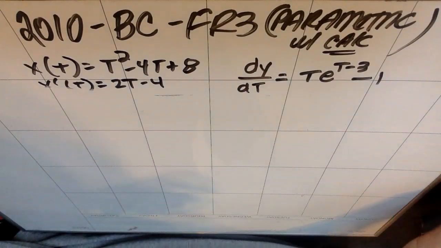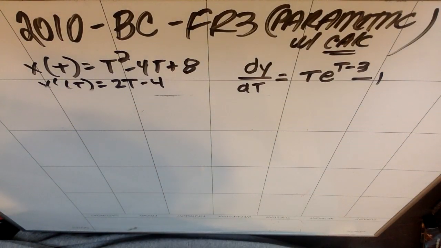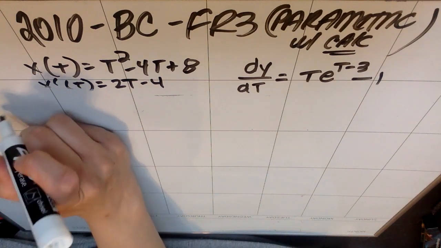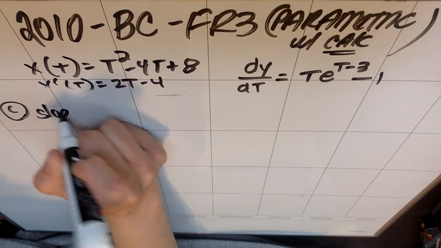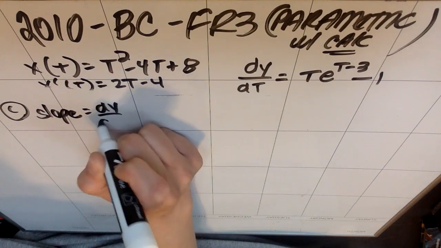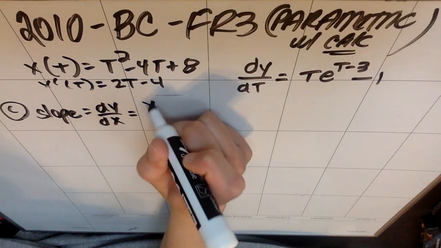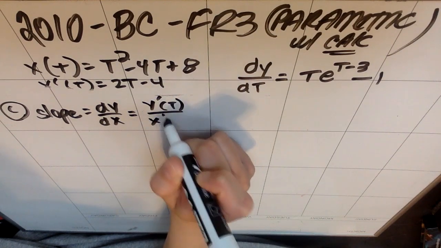For part C, we are asked, find the time t between 0 and 4 inclusive when the line tangent to the path of the particle is horizontal. Is the direction of motion of the particle towards the left or right at this time? Give a reason for your answer. Okay, so we want the tangent line to be horizontal. So remember that the slope of a tangent is always dy/dx, which for our purposes is essentially y prime of t over x prime of t, in parametric.